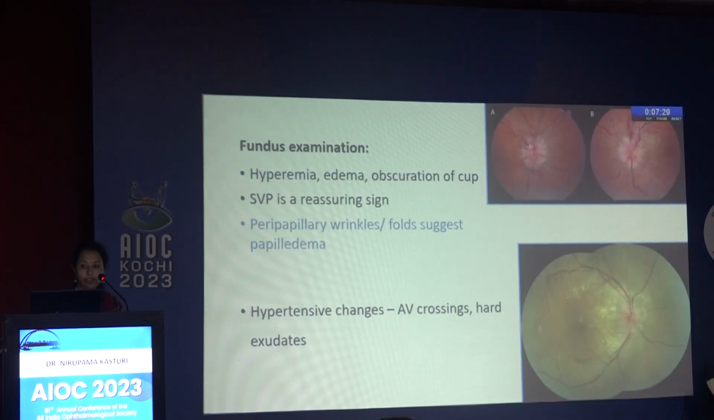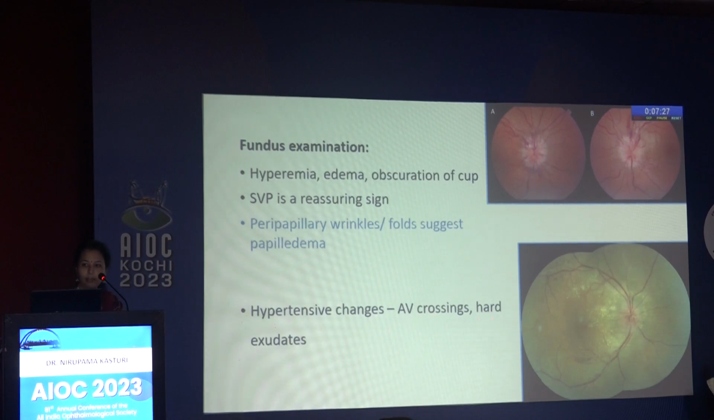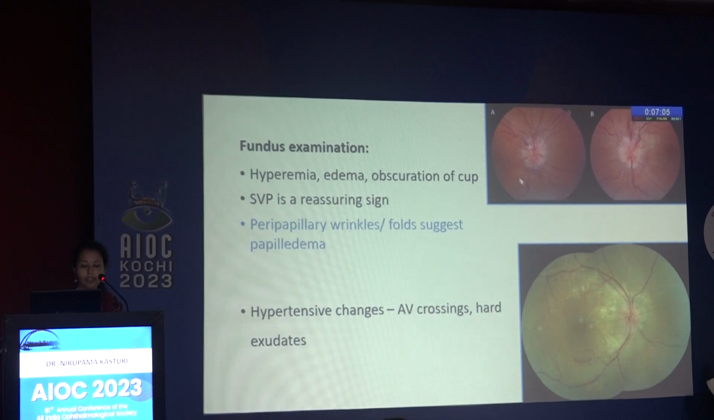Fundus examination gives lot of clues. So if you get a bilateral disc swelling associated with hyperemia, disc edema, and there is obliteration of the cup, there is no cup, and you also see obscuration of the blood vessels which are around the disc, that gives more clues towards a papilledema. And you will also see sometimes hemorrhages, cotton wool spots, and also peripapillary wrinkling known as Paton's lines. So these all are pointers towards papilledema.